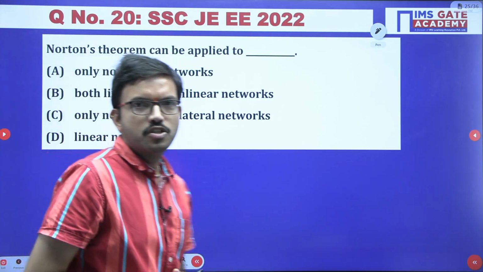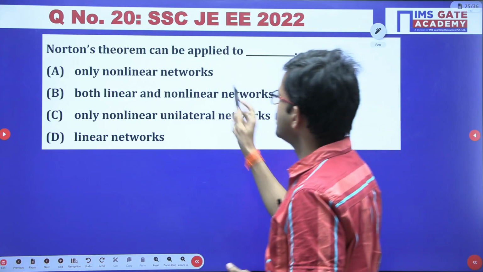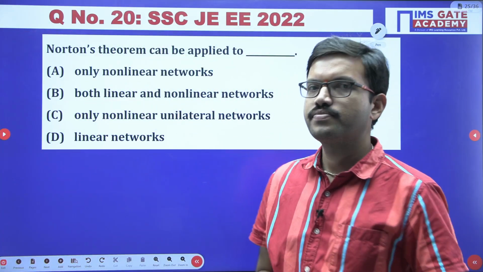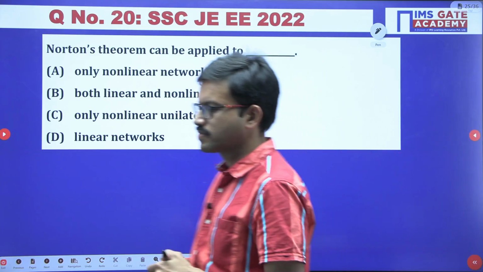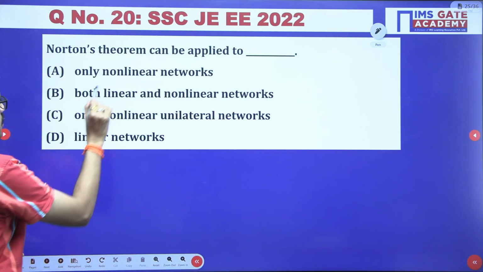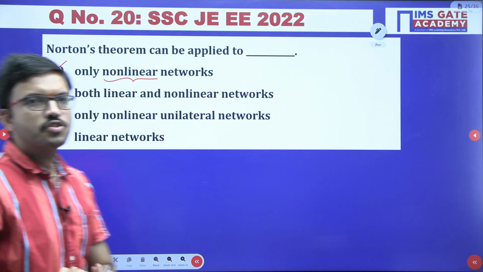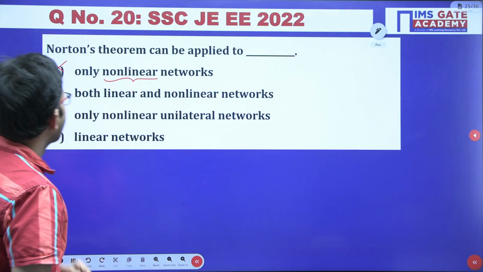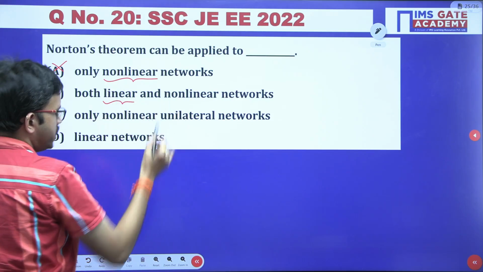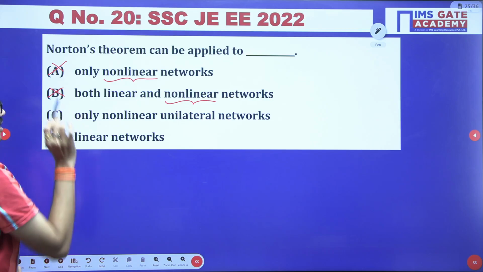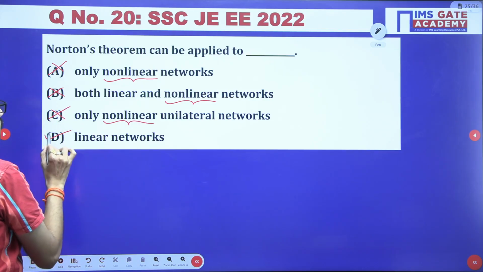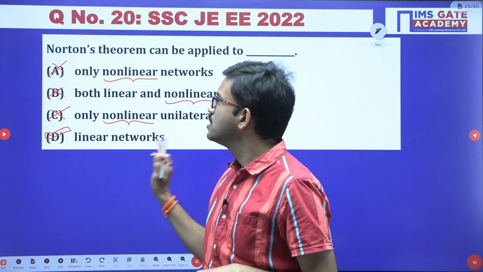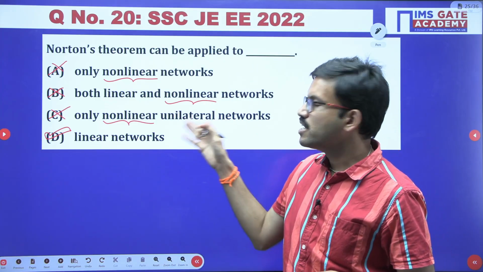Next question, with respect to Norton's theorem: Norton's theorem can be applied to... All of you give a try. Just read the choices once and try to choose the correct option. Just observe, in option A you are having non-linear, so we can eliminate it. We cannot apply Norton's theorem for non-linear. We can apply Thevenin's theorem and Norton's theorem for linear and bilateral networks. Here linear is there, but here non-linear is there, so we can eliminate, and here also non-linear is there, so we can eliminate. Only the leftover option is D, that is a linear network. Even if bilateral is mentioned, that is also applicable.